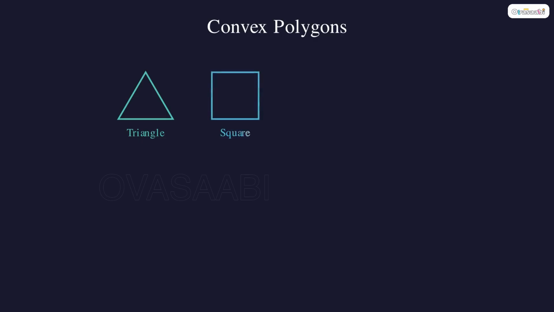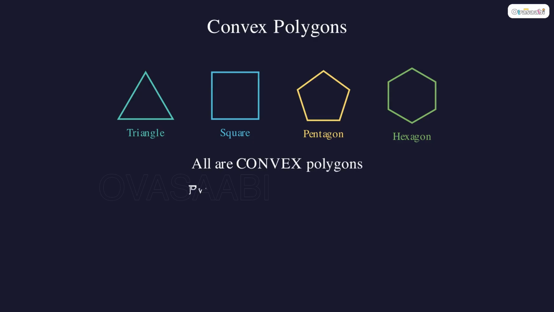A polygon is a flat shape with straight sides. A convex polygon is one where every interior angle is less than 180 degrees. No side pushes inward.